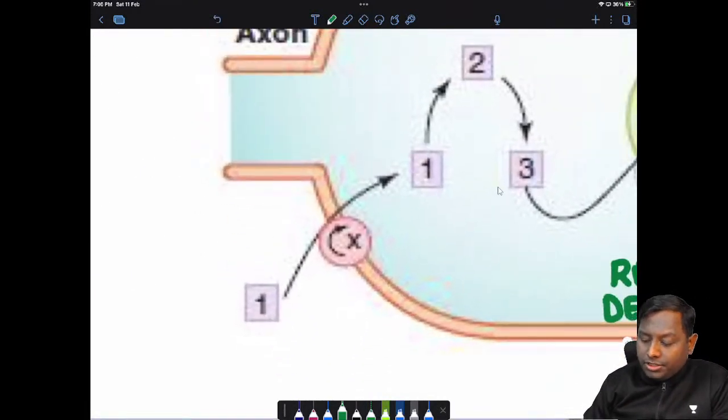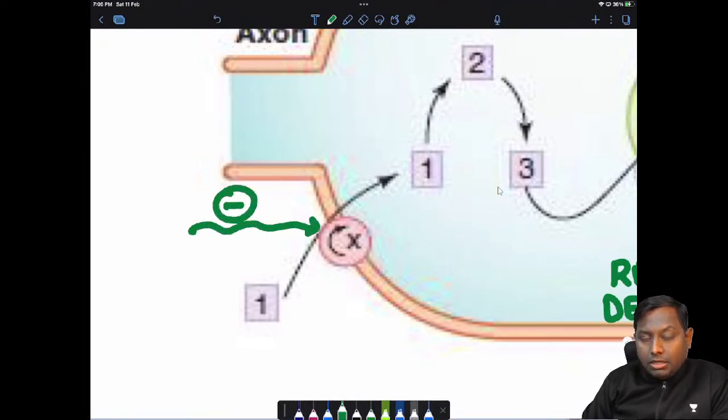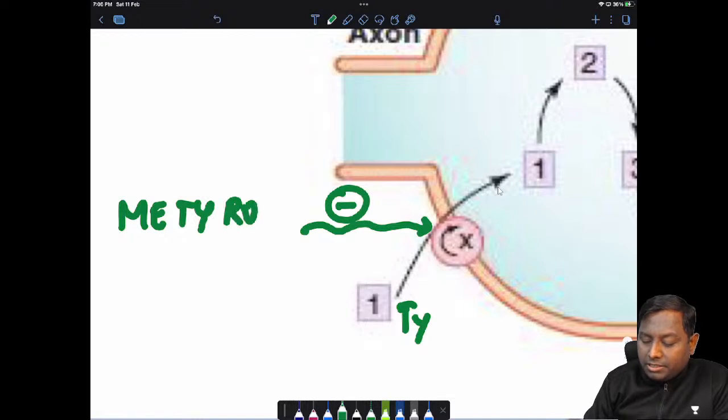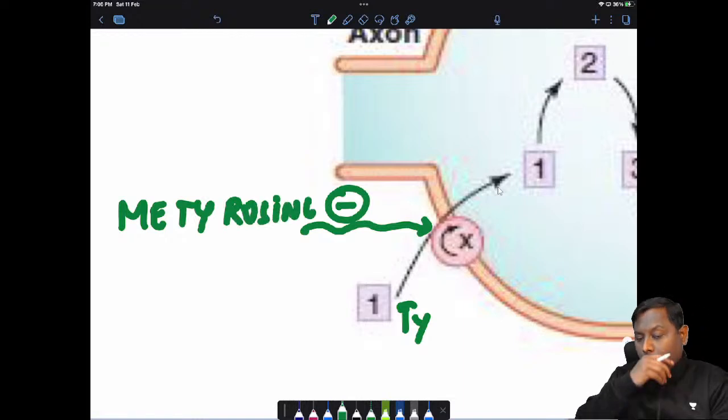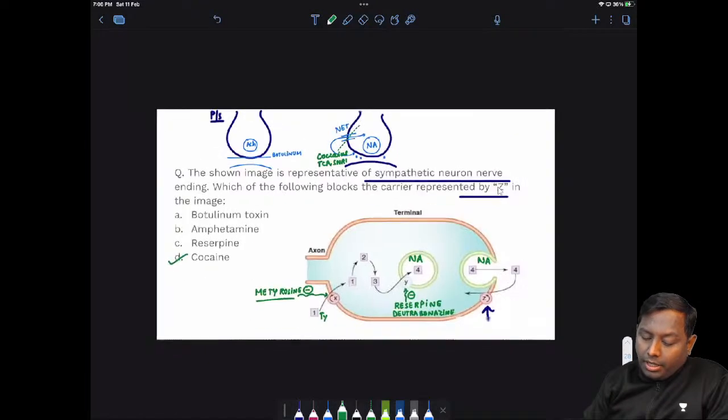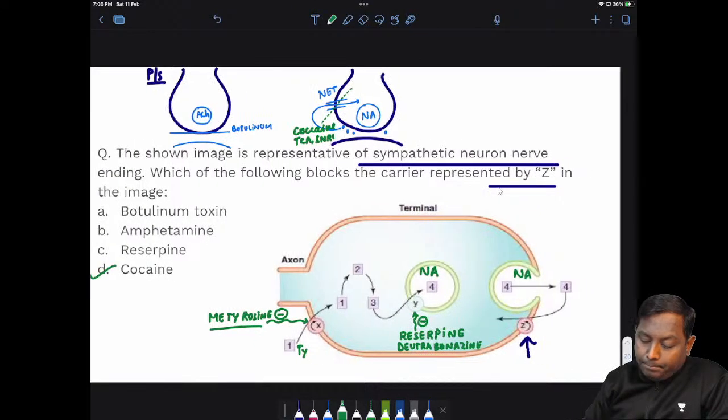Then one more question: which of the following drugs can inhibit the transporter number X? If it is a sympathetic neuron, which drug can inhibit transporter number X? Because here we have the tyrosine that is going inside, and the name of the drug that can inhibit this one will be your metyrosine. Is it making sense to all of you? Are you guys following me here? Yes. Metyrosine, yes. Okay, great. So let's move ahead.